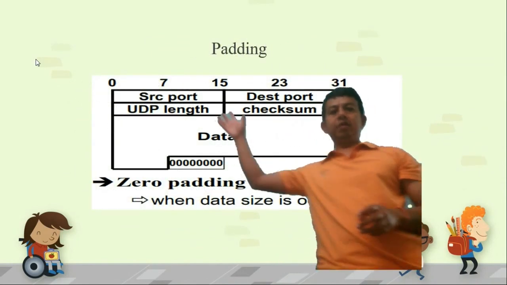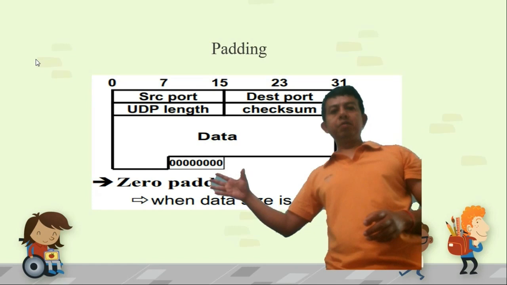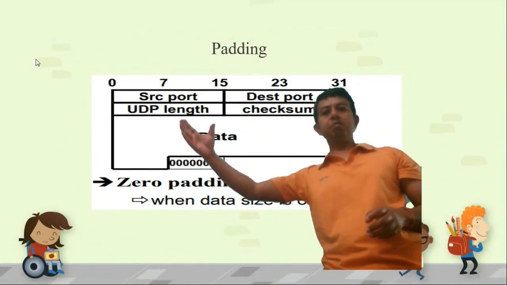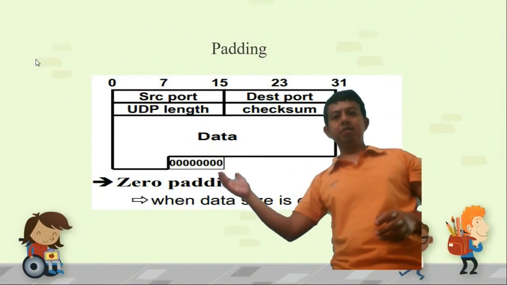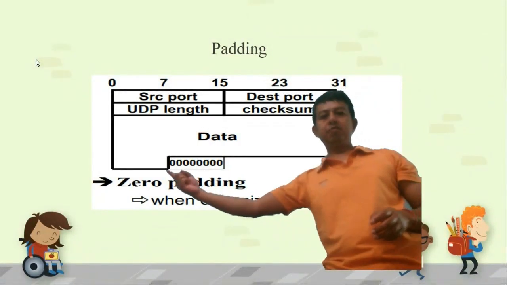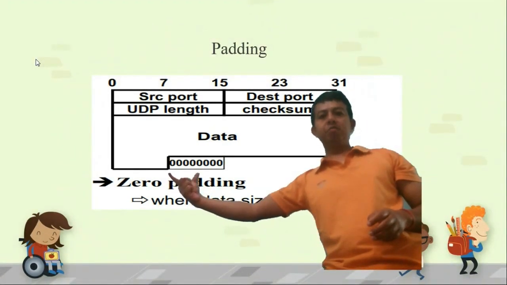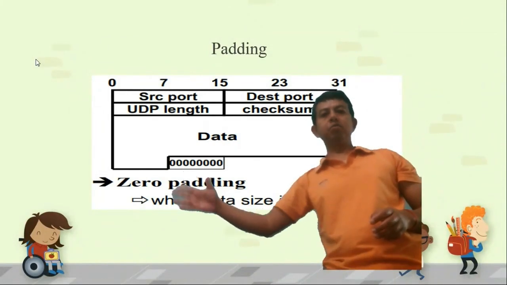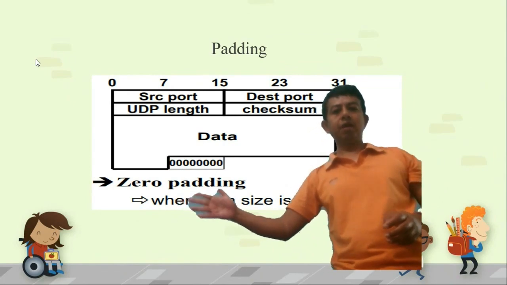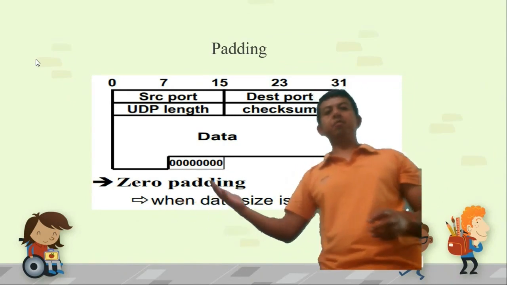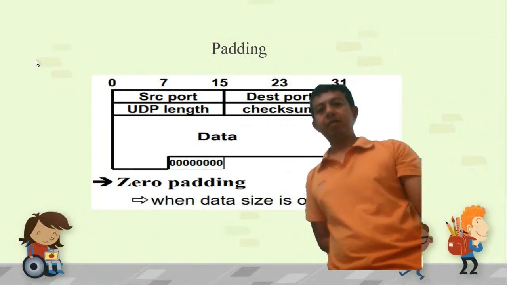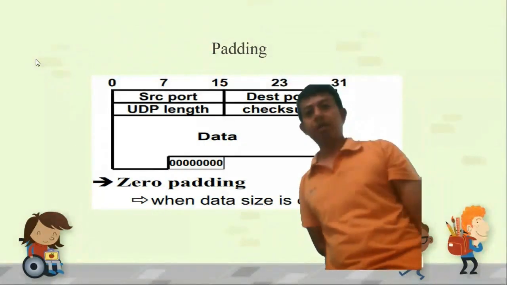So I have data coming from the application layer. I make a UDP segment. 8 bytes are fixed for header information, and then the data part should be a multiple of 2 bytes. So if you look at this diagram, I have some data which finishes at this point. So I have to make it a multiple of 2 bytes. So this part I have to pad, or I have to insert extra zeros. This is known as zero padding. So this happens when the size of data coming from the application layer does not make it a multiple of 2 bytes. So this is known as padding of zeros, extra padding of zeros in UDP segments.